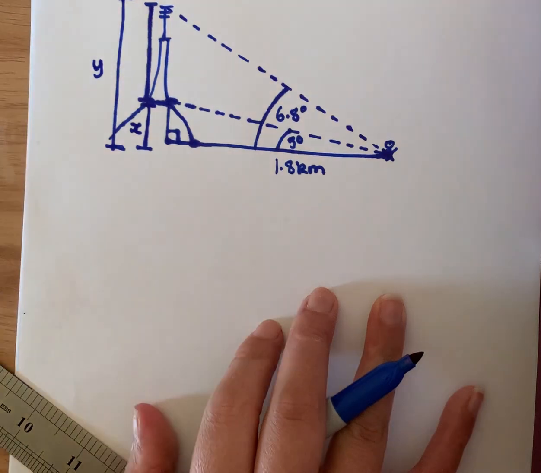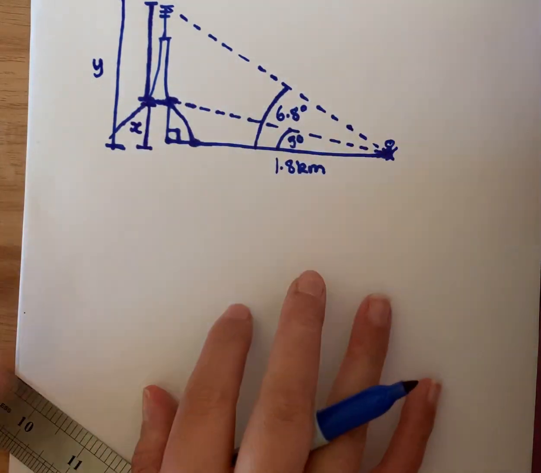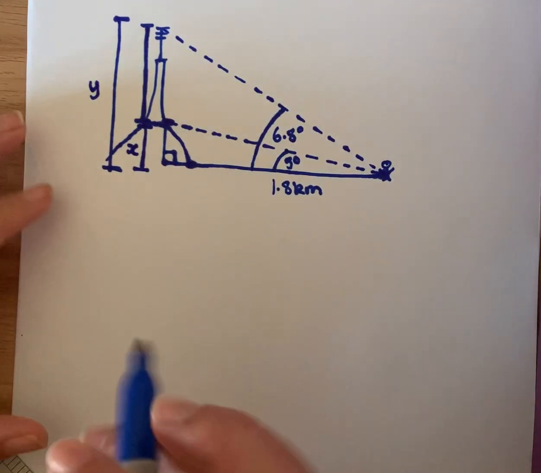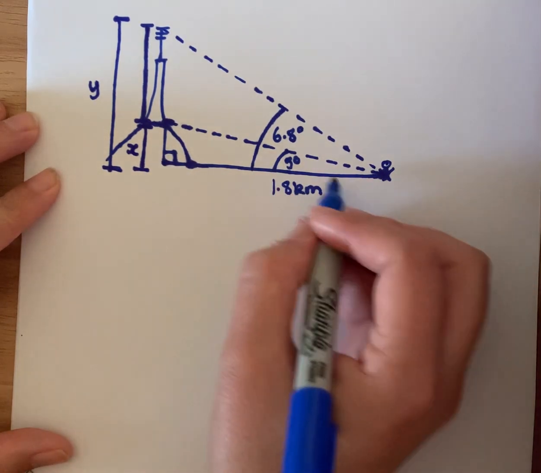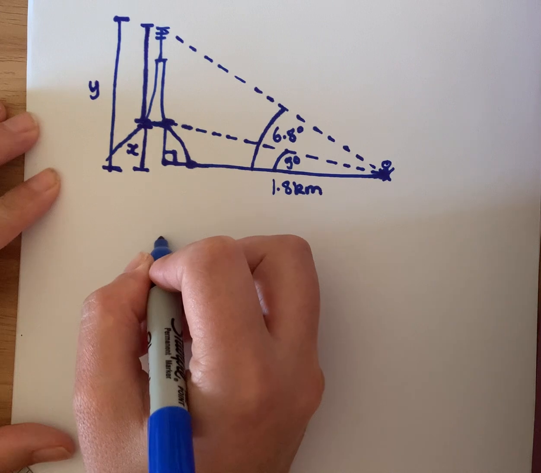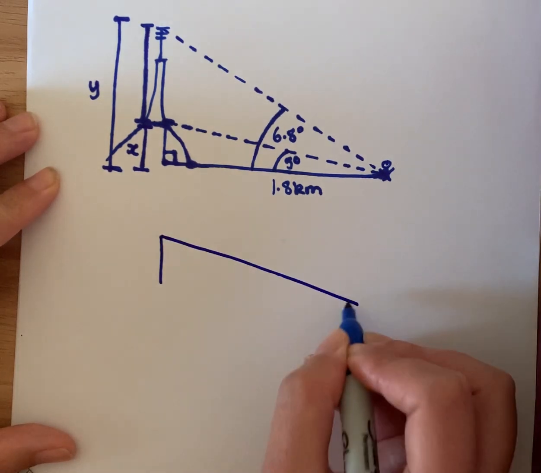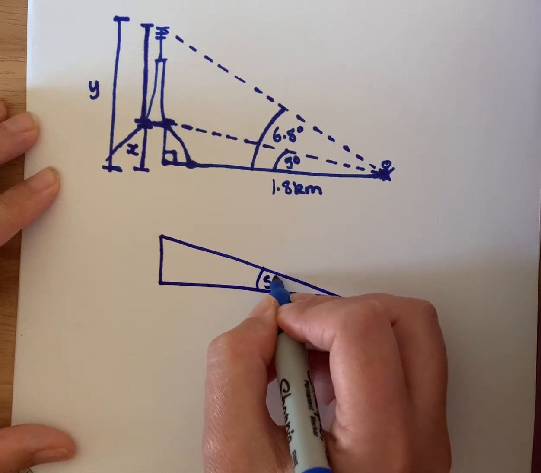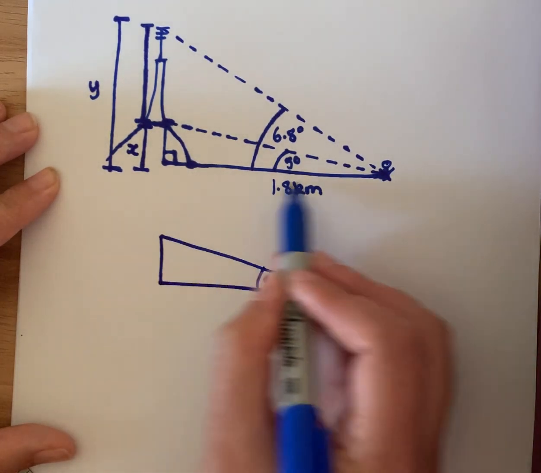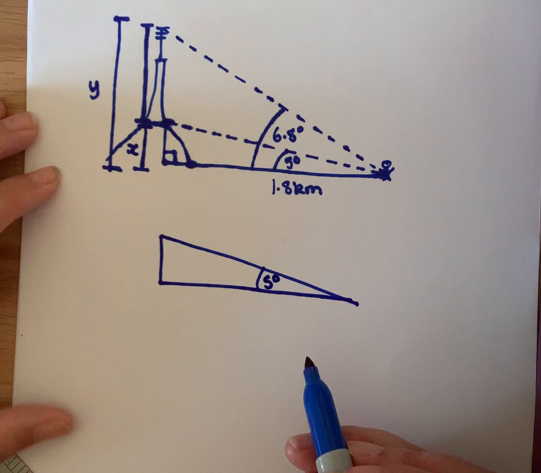So how are we going to do that? Well, we need to use our two right angle triangles. So maybe we'll draw the triangle out again just because it's getting a little messy here. So I'll draw out my small triangle first. Now remember, this small triangle has an angle of 5 degrees and this distance along the bottom is 1.8 kilometers.